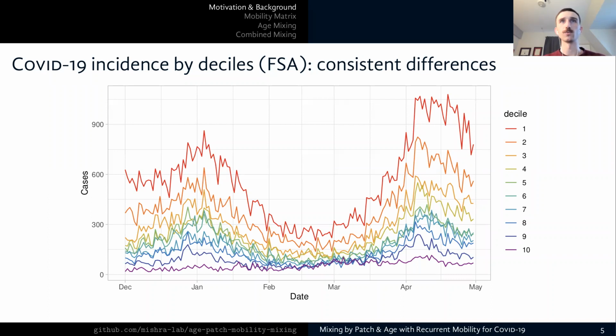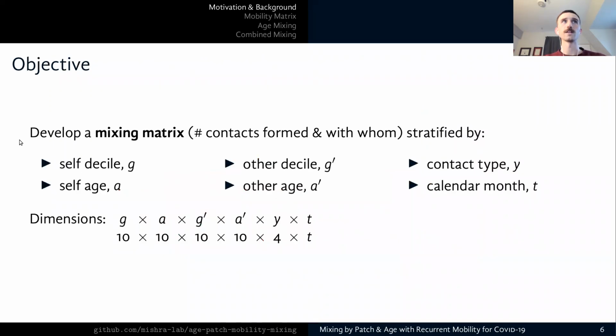But given that we assume that they are distinct populations, we are interested in how many contacts they're going to be forming with each other. So that's the goal of today's work. As I said, develop a mixing matrix of the number of contacts formed and with whom, stratified by these various factors. So which patch or decile am I in, which age group am I in, and then of course, which other decile, which other age group, and also stratified by the contact type and the calendar month, because some of these things are changing by time, especially in regard to mobility restrictions throughout the pandemic.